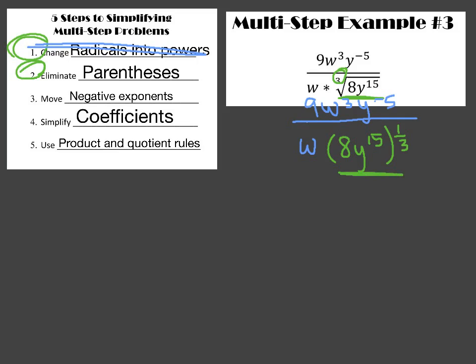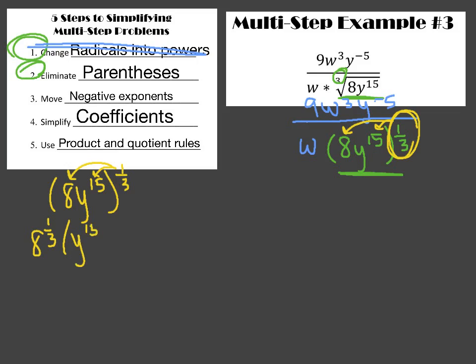So I'm going to take this exponent, this fractional exponent that I made, and distribute that into both pieces inside of my parentheses there. So I'm going to kind of show this work off to the side over here. Okay, this is what I was starting with. If I focus on just this part, I was starting with this and I'm distributing. So I have 8 to the 1/3, and then I had y to the 15th, and then I put the 1/3 on top of that.